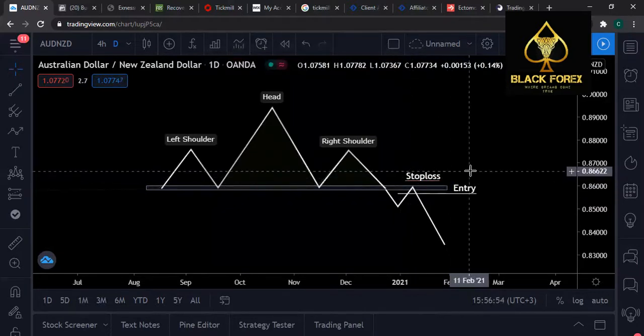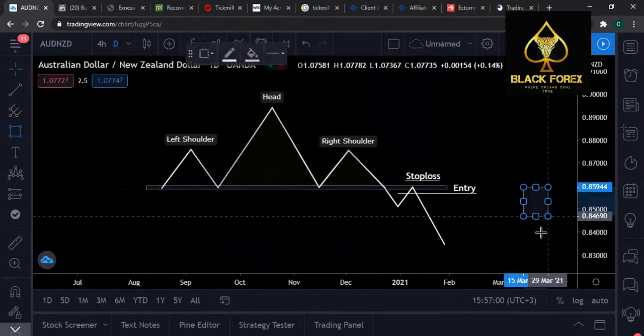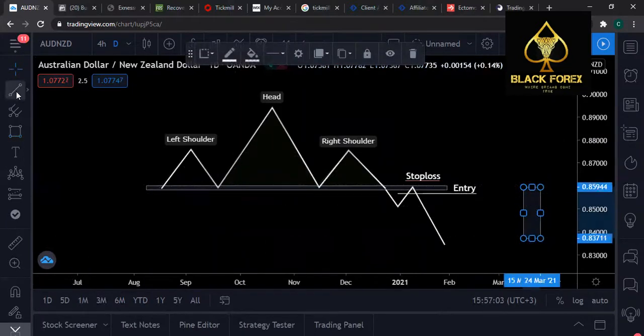For aggressive traders, you have to place the stop loss just above your entry candlestick. And when I say your entry candlestick, this is what I mean. For instance, this is your entry candlestick.